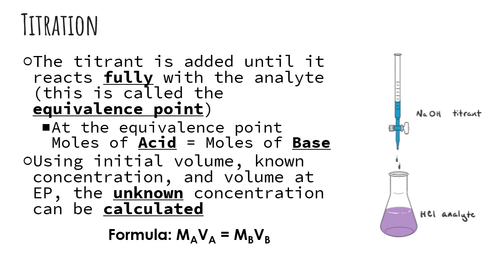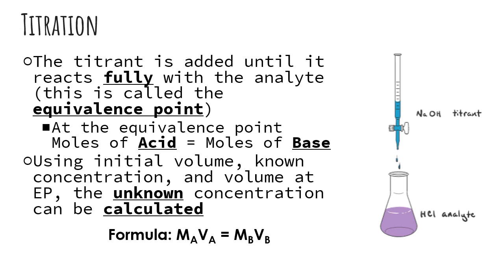So when we are doing a titration, the titrant is going to be added until it has reacted fully with the analyte. We call this point when it has fully reacted the equivalence point. So if our titration is between an acid and a base, and for this class it will always be between an acid and a base, then the equivalence point is going to happen when the moles of our acid equal exactly the moles of our base, because at that point the reaction is fully complete. It's totally neutralized.